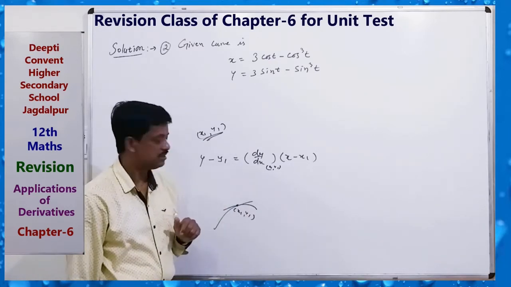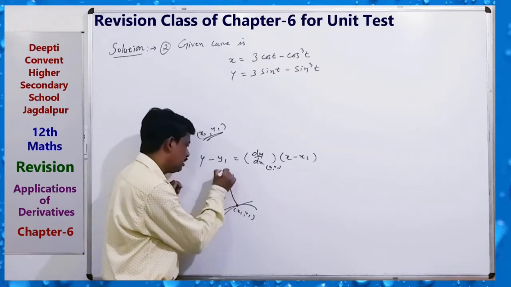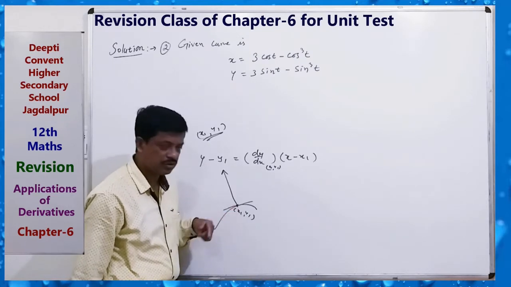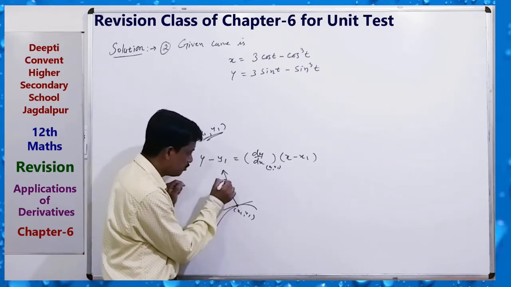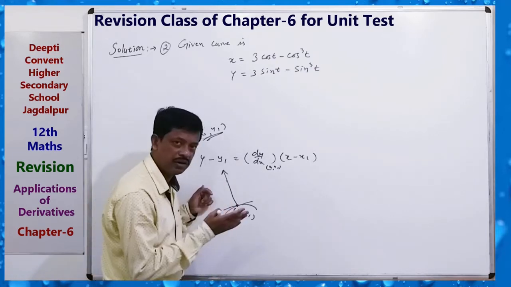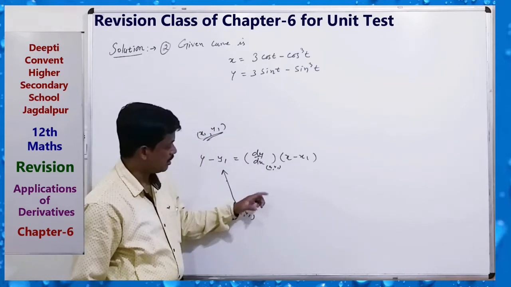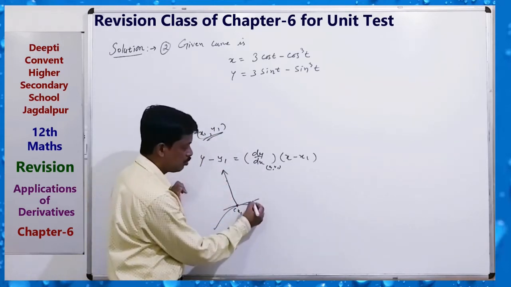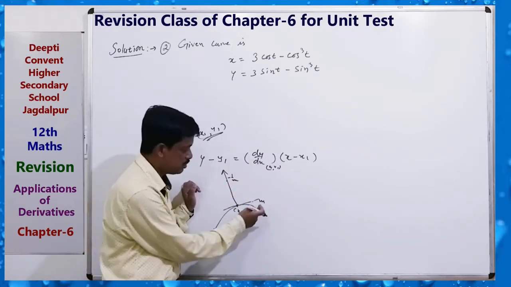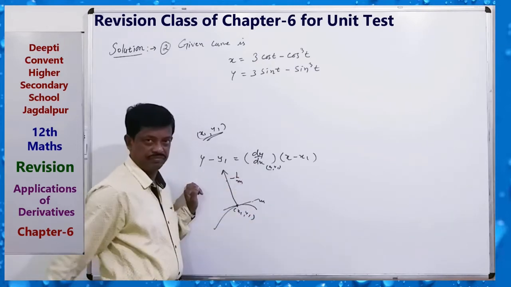Similarly, the equation of normal. Normal is the line which is perpendicular to the tangent passing through the point of contact. This is x1, y1. So for finding the equation of normal, we have to find the slope of the normal. We know that if this is a line and the perpendicular line is this, then if its slope is m, its slope will be minus 1 upon m.